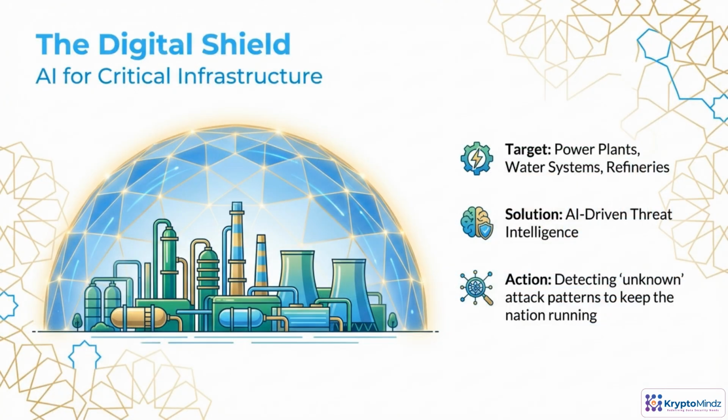Security blueprints add another layer of protection. Picture a coordinated cyber attack on desalination plants, refineries, and the power grid in Saudi Arabia. Traditional rules might miss it. An AI-driven threat intelligence system learns normal behavior across all these assets, then flags subtle, never-seen-before patterns early enough for operators to respond and keep essential services running.